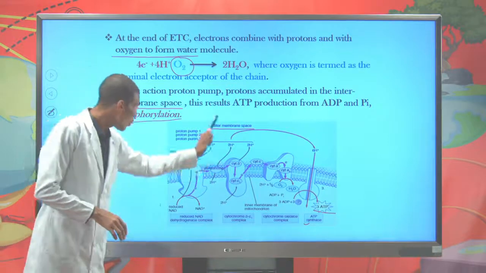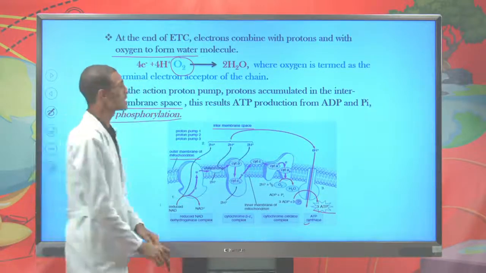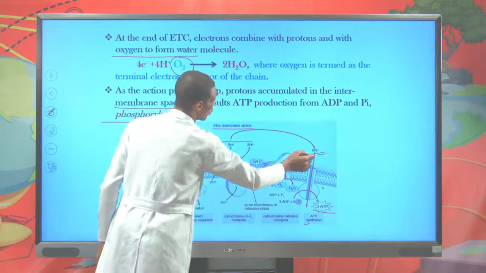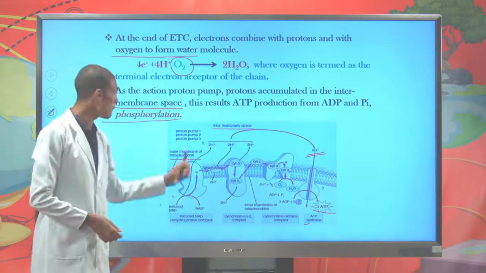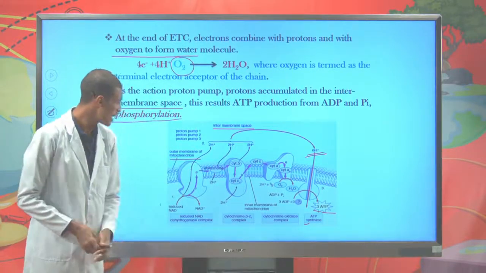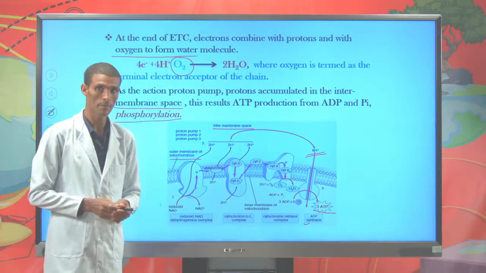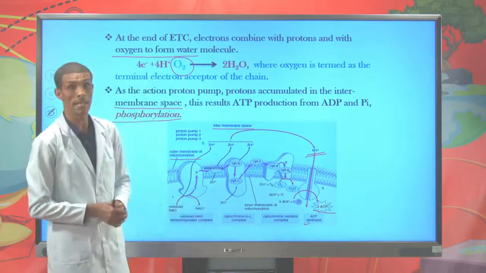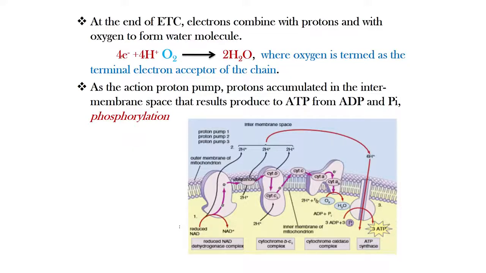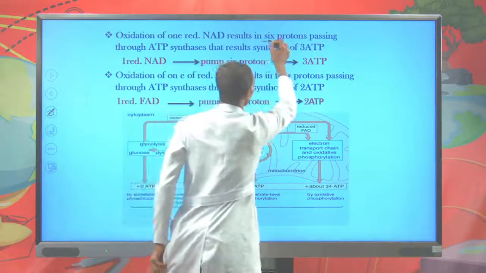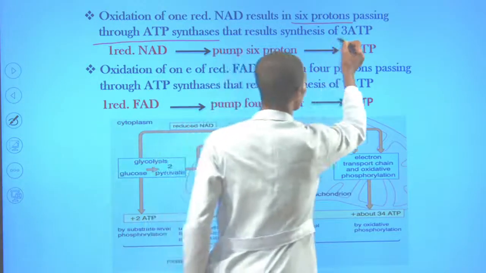Here, when one NAD molecule transfers protons from one carrier to another, it is the reason for the passing of 6 protons from one carrier to the next. Additionally, when an FAD molecule passes protons from one carrier to another, it is the reason for the passing of 4 protons through the mitochondrial inner membrane, which is the reason for the production of certain ATP. Let's see this one. An oxidation of one reduced NAD molecule results in 6 protons passing through ATP synthase, which results in production of 3 ATP molecules.